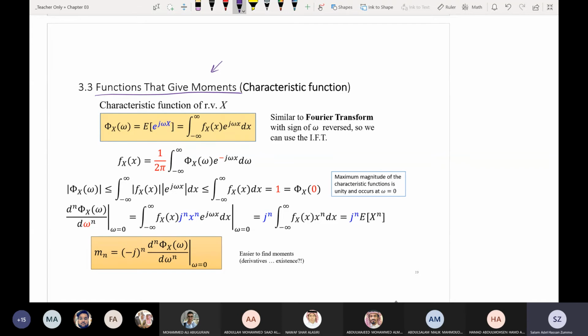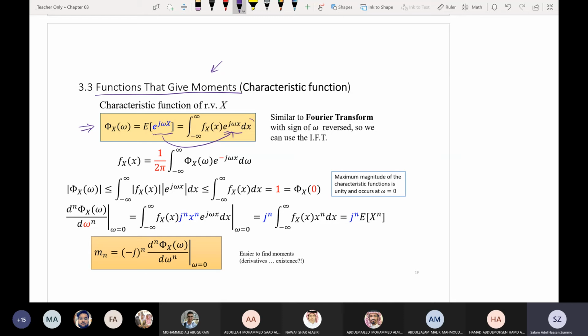Let's see. The characteristic function is defined as this: phi x of omega equals the expected value of e to j omega x. What does this mean? Well, it's a purely mathematical thing, so the characteristic function doesn't have any physical meaning, except that it helps us in generating moments. I will give you in a minute how. It's the expected value of e to j omega x. It means that we put this next to the PDF and integrate. This is the way we do it.